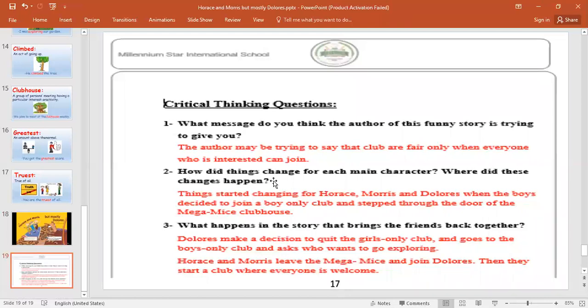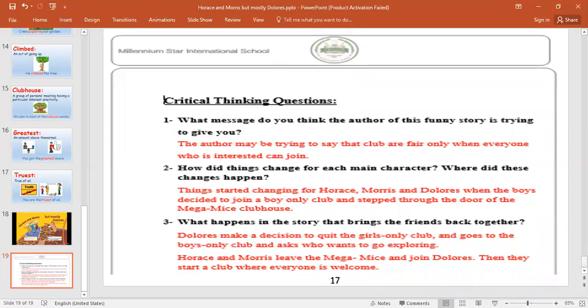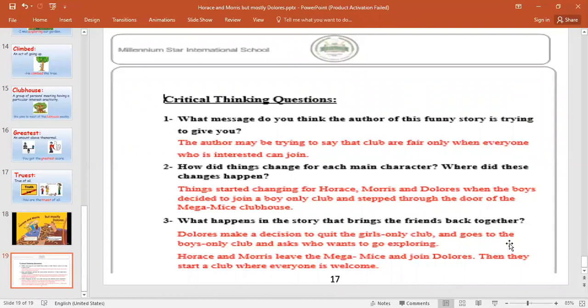How did things change for each main character, and where did these changes happen? The third one, what happens in the story that brings the friends back together? Thank you, teacher, for listening. If you didn't understand anything, you can now ask.